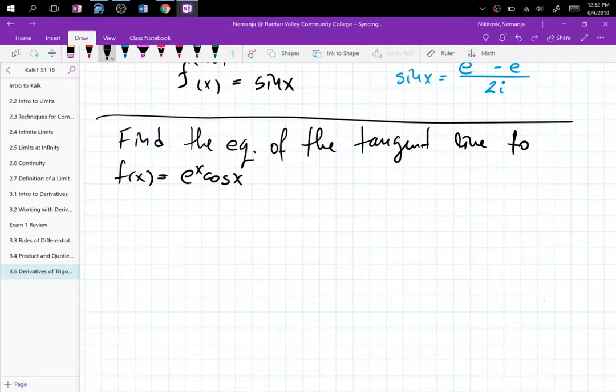Is this good? No. Oh, you're writing in pen? Too bad. x squared cosine x. No, I'm just kidding. At x equals pi over 2. So this line should really, really look bad if you do it correctly.